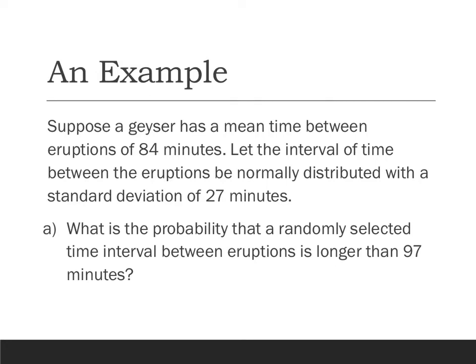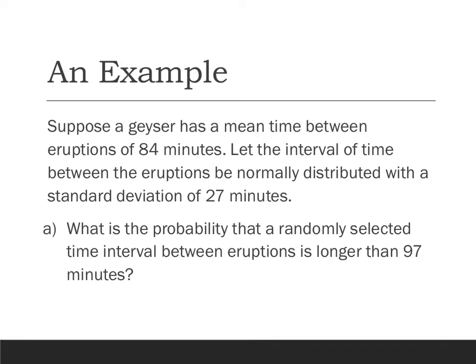This one says that suppose a geyser has a mean time between eruptions of 84 minutes. So this could be something like Old Faithful in Yellowstone National Park, where they know about how long it's going to be for the next geyser to erupt. So suppose that there is a geyser. We're not going to name which one this is. This is just a random one. Let the interval of time between eruptions be normally distributed. So we already know it's normally distributed with a standard deviation of 27 minutes.